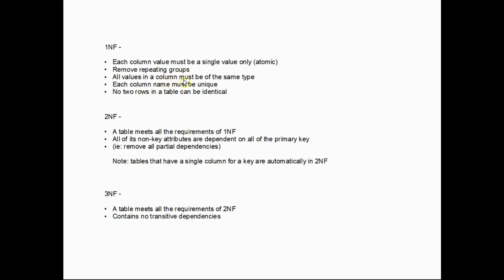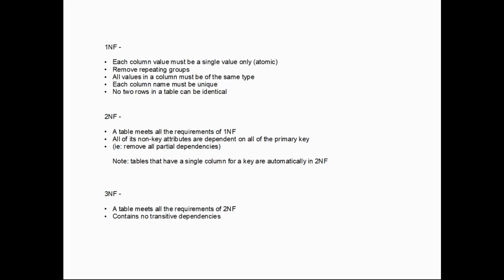All values in a column must be of the same type. So if they're all student date of birth, they all have to be student date of births. They can't be something else. If they're all company names, they all have to be company names. You can't use a person's name unless the name of the company is a person's name, okay? So that's what that means.